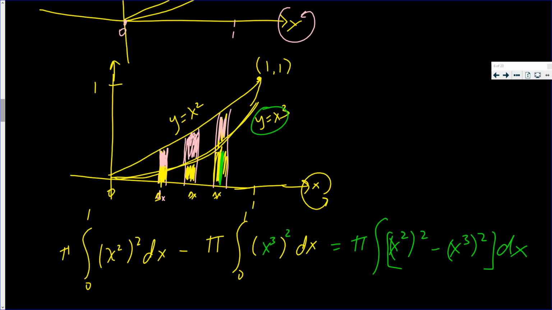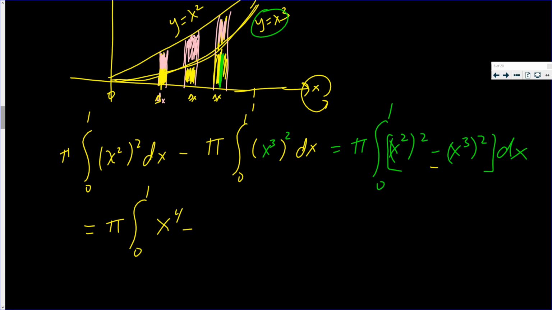So you get pi times the integral from 0 to 1. X squared squared is x to the 4th, minus x cubed squared is x to the 6th. Very, very simple integrals. So it's going to be x to the 5 over 5 minus x to the 7 over 7 from 0 to 1. Plugging in 0 is going to give us nothing. So when we plug in 1 for x, 1 to any power is 1, minus plug 1 in for x, 1 to any power is 1 over 7.